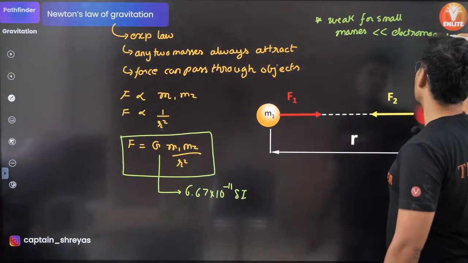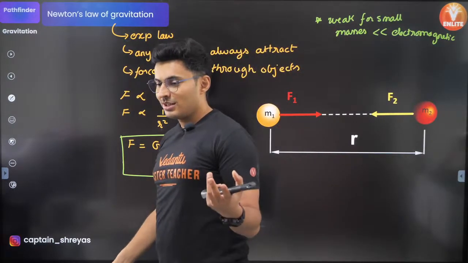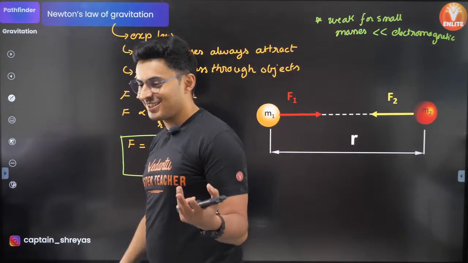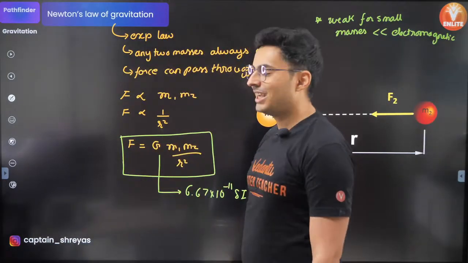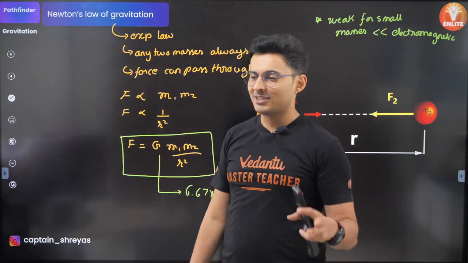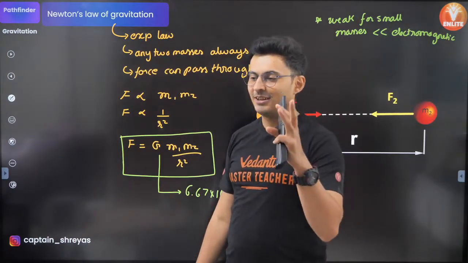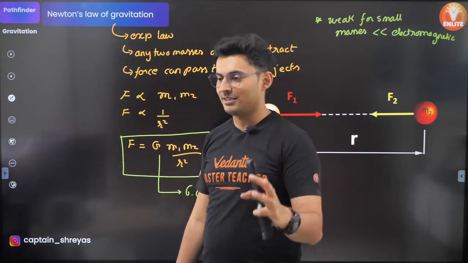Shreyas sir will give it. Yes, I will give it to you, but I did not find the value. The value was given by Henry Cavendish. He performed experiments and found that the constant of proportionality is 6.67 into 10 to the power minus 11. His name was Henry Cavendish.